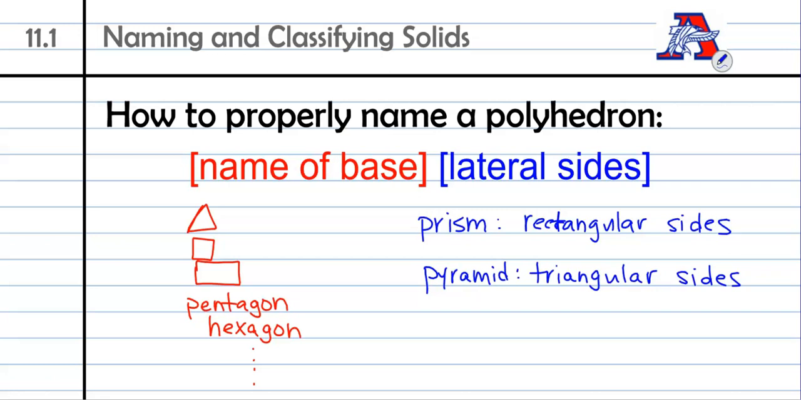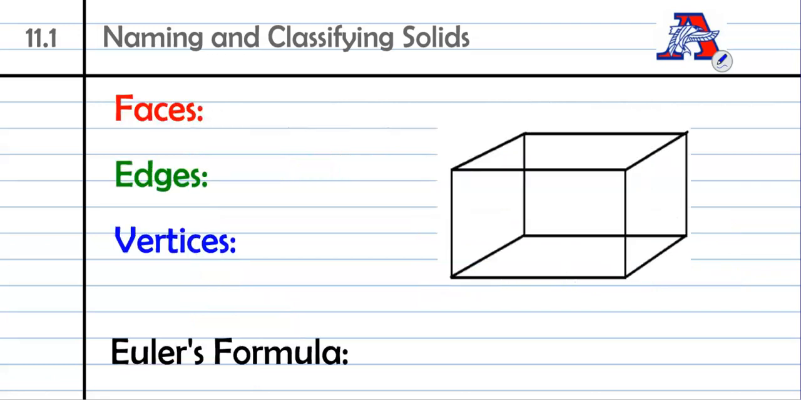So for example, you might have a rectangular prism, or a square pyramid, or a hexagonal prism, or a pentagonal pyramid. So you're going to use one name from the left and one name from the right, and put them together to name the solid or the polyhedron.